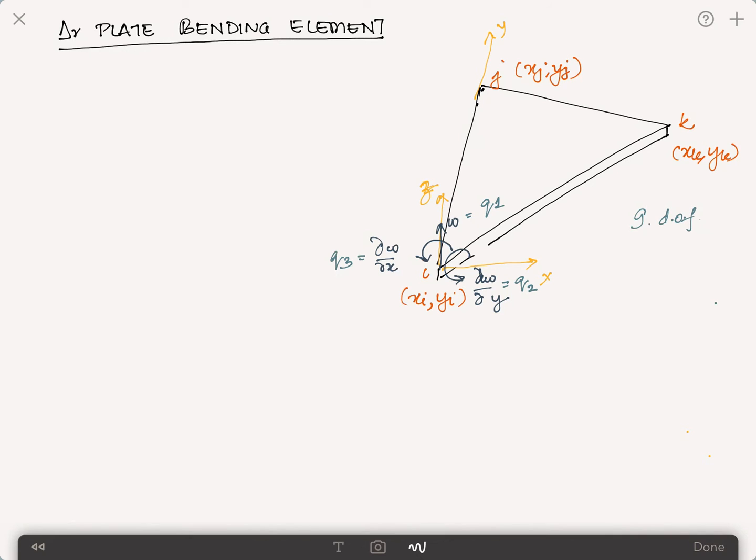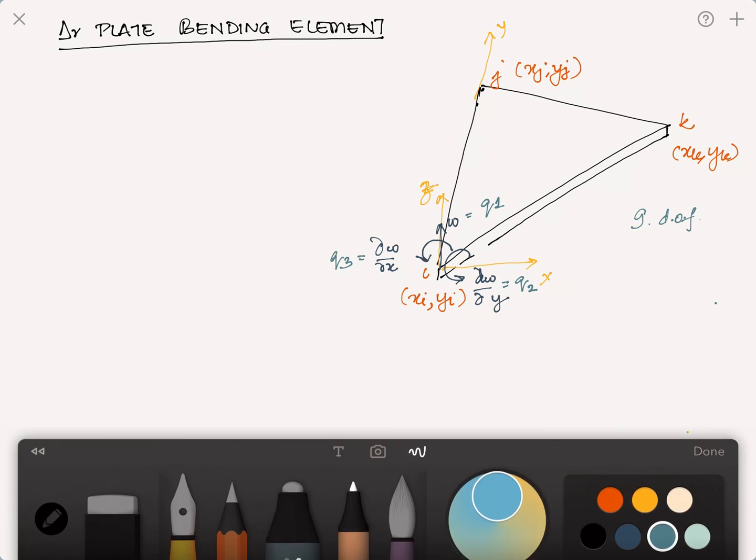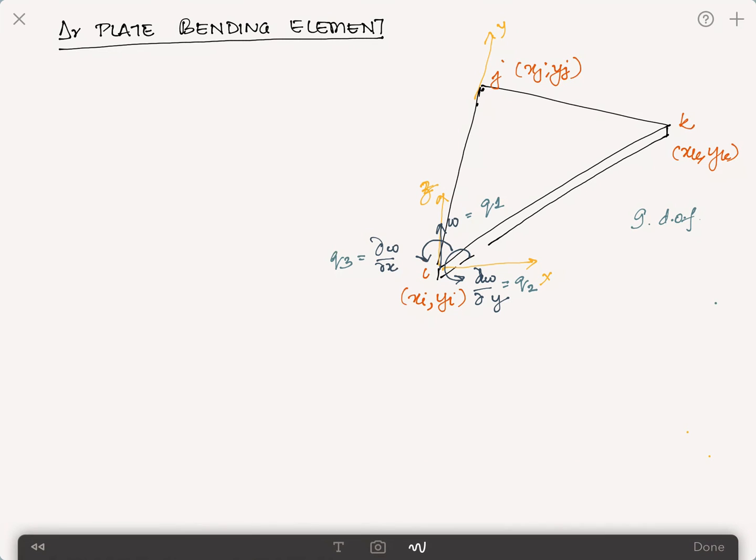Of course, I also have to always bear in mind that this Q3, which is dw/dx, is going to be negative because it is in the opposite direction, if we take positive displacement dw at a distance dx. That means dw/dx is always going to be negative.